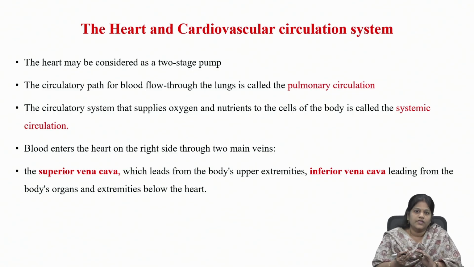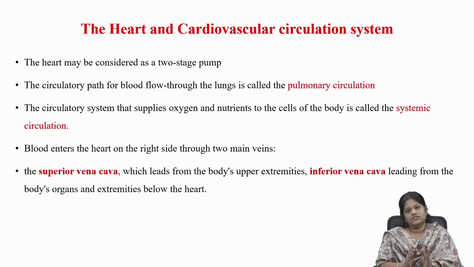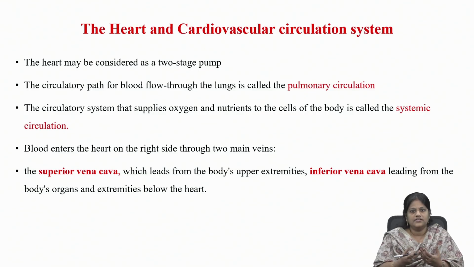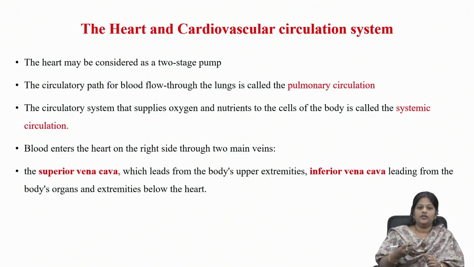And next, the blood enters into the heart. So mainly in our human body itself, we will consider the heart as a major part. At first the blood enters the heart on the right side through two main veins. What are they? The first one is the superior vena cava and the second one is the inferior vena cava. The superior vena cava leads the upper parts of our body, whereas the inferior vena cava leads the body organs and extremities below the heart.